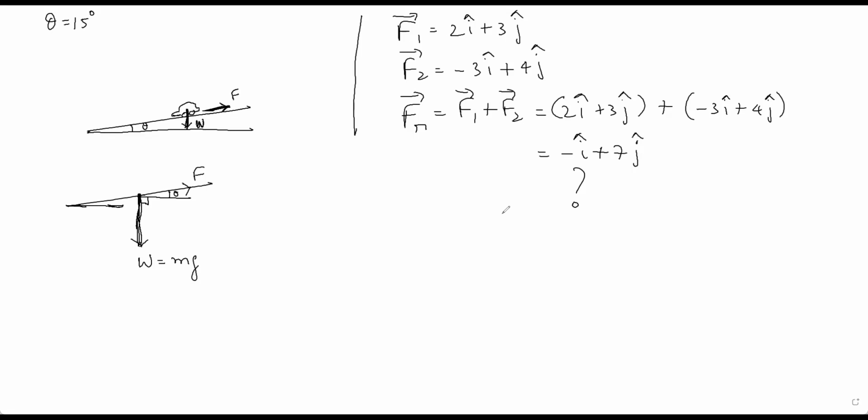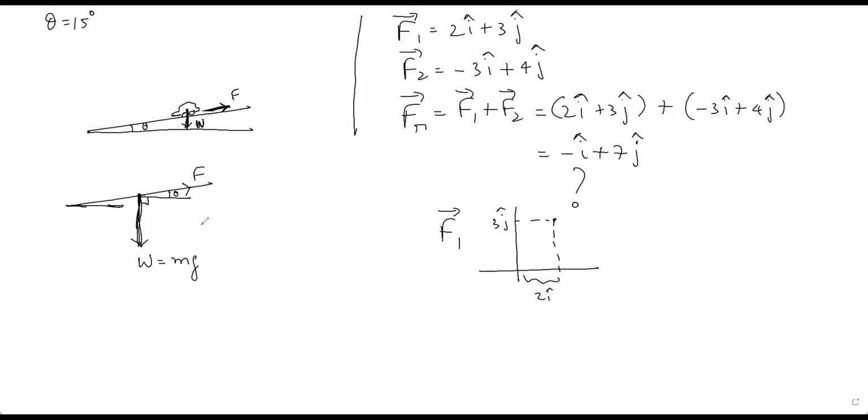Now, if this F1 and F2 have been already resolved for us, the F1 was looking like an F vector, because this is actually our 2i cap, and this is our 3j cap. Then we need to resolve W into mg cos theta and mg sin theta. With this result, we need the components of them, because W is vertically down. Do you get that?